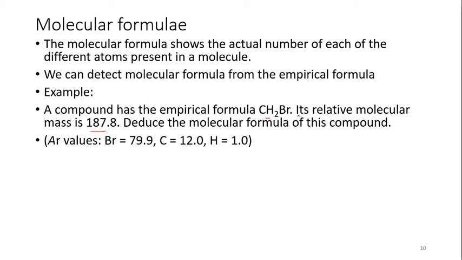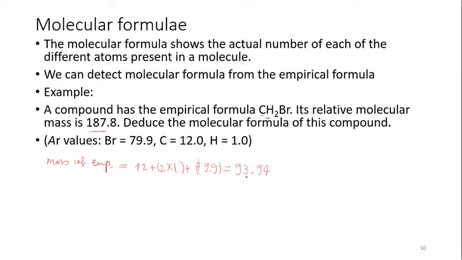So first I need to calculate the empirical formula mass. So the mass of the empirical formula would be equal to, I have 1 carbon plus 2 hydrogens, 2 multiplied by 1, and I have the Br, which is equal to 79.9, and the sum for that would be equal to 93.94.